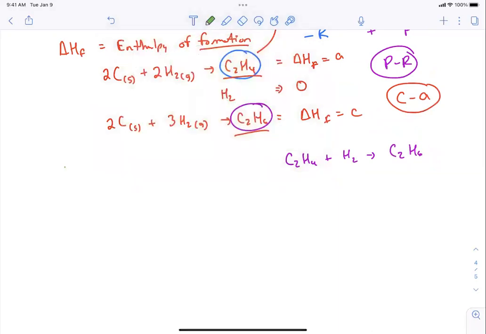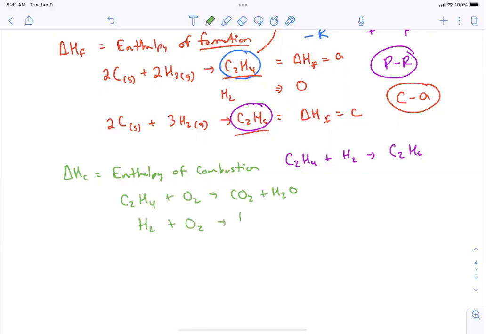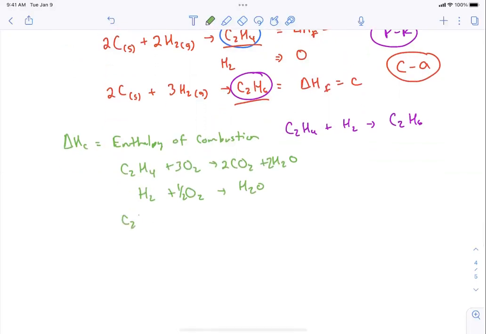With combustion, let's use the same reaction here. Enthalpy of combustion is combusting each of these substances with oxygen to form CO2 and H2O. And elements also can combust. You also write that down.